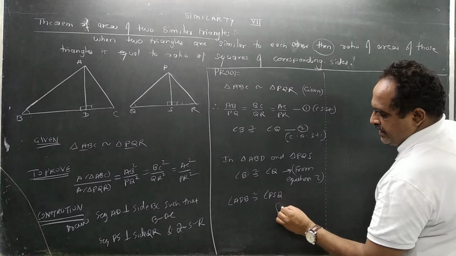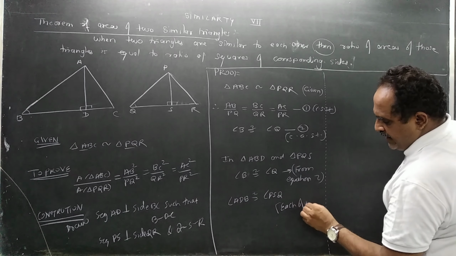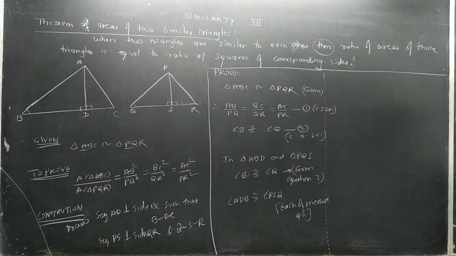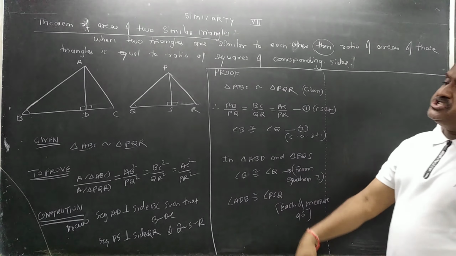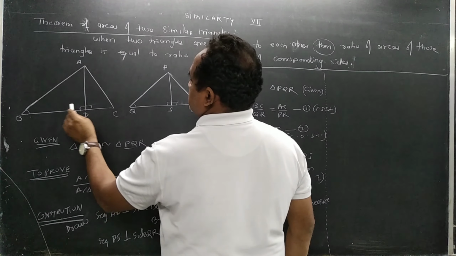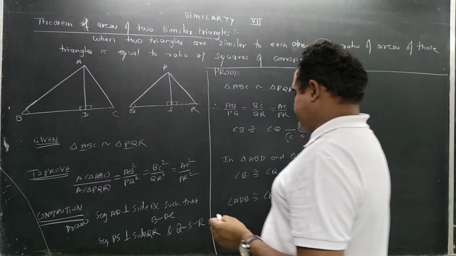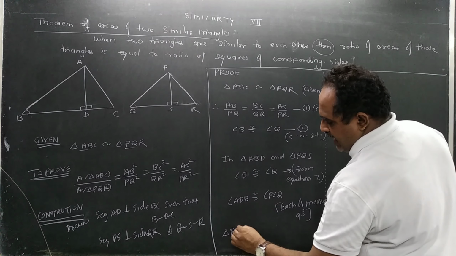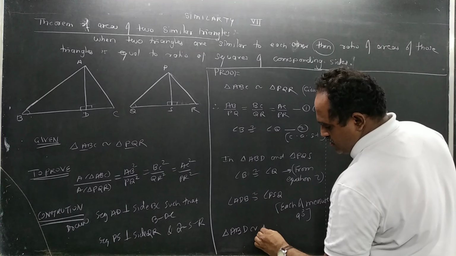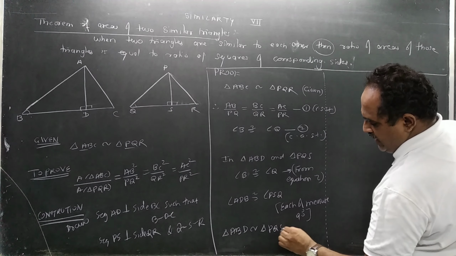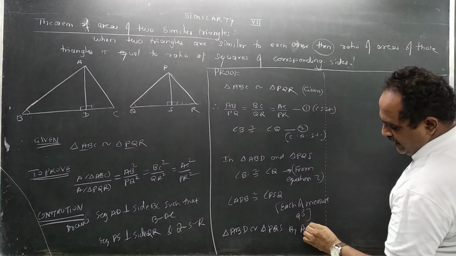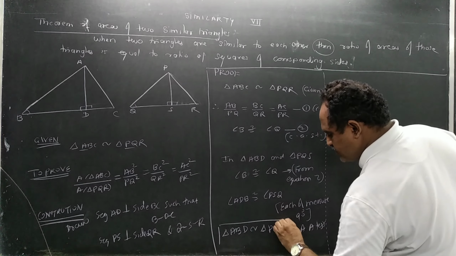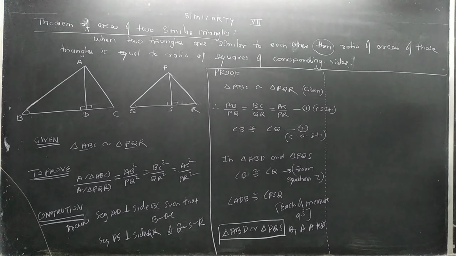You are going to write each measure as 90 degrees. So when these two angles are congruent, this is congruent to this and D is congruent to S, which means I can write that triangle ABD is similar to triangle PQS by AA test. So we got that these two small triangles are similar.